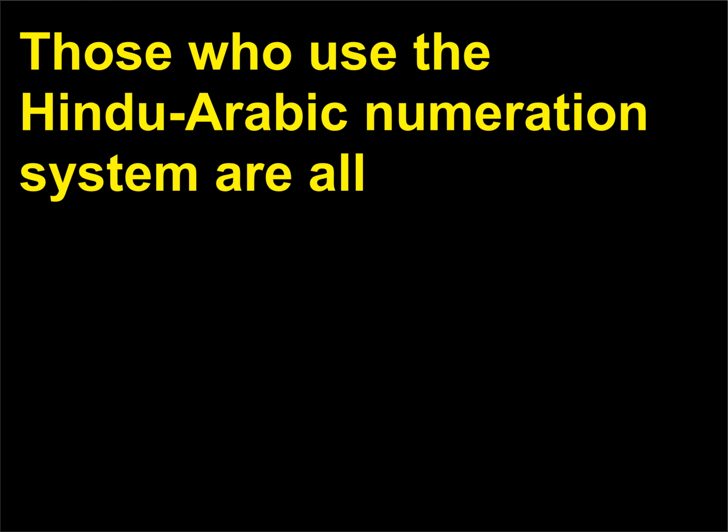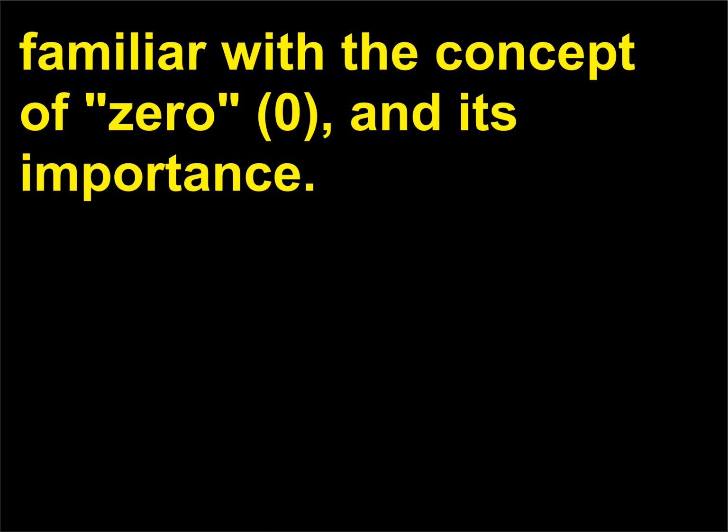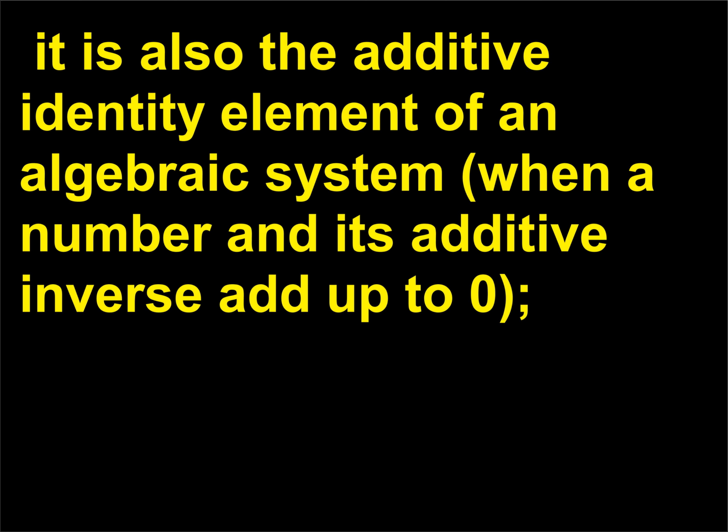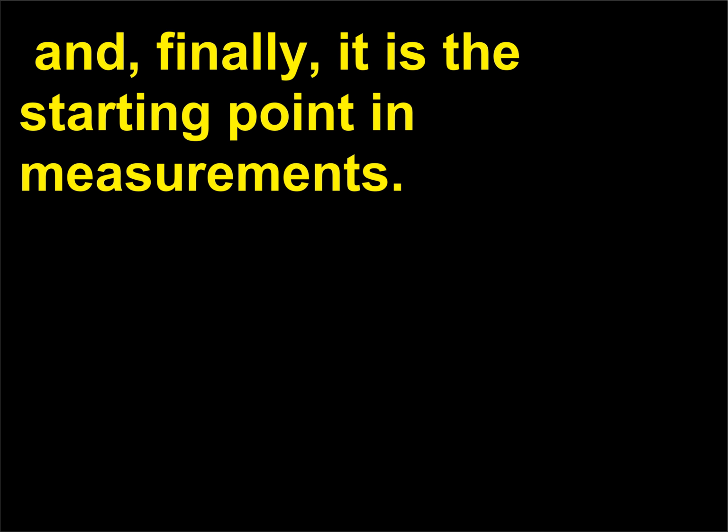Those who use the Hindu-Arabic numeration system are all familiar with the concept of zero, and its importance. The symbol zero represents a valuable placeholder. It is also the additive identity element of an algebraic system, when a number and its additive inverse add up to zero. And, finally, it is the starting point in measurements.